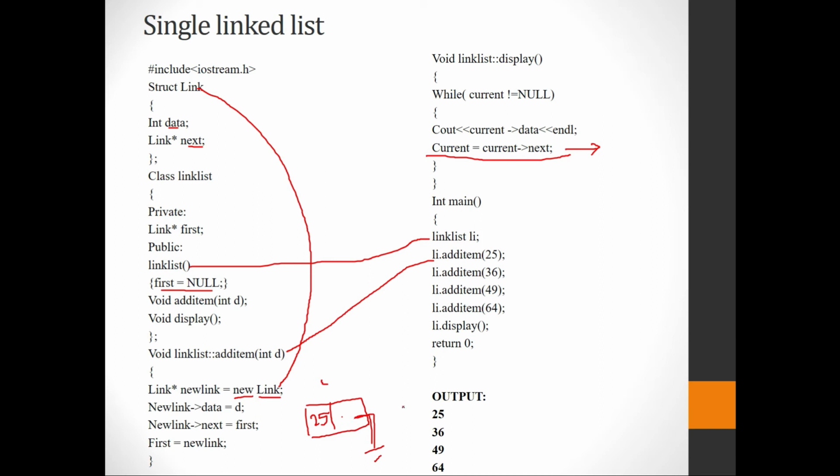It is pointing to the next node. That will change as current. Now current next, this will point to another node. It goes on. This is what I call traveling, traversing. Now I'll be traversing and then I'll be displaying the current data. So that is how you get your outputs here.